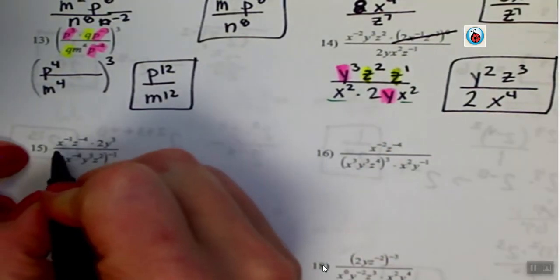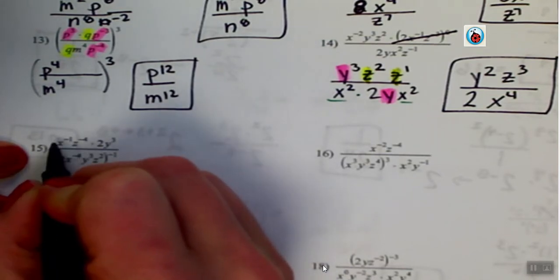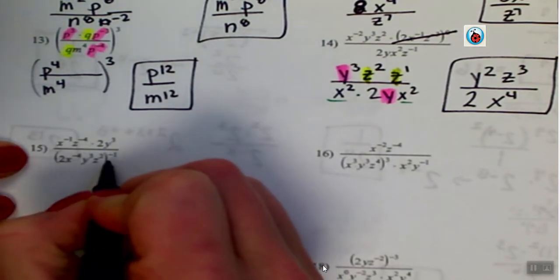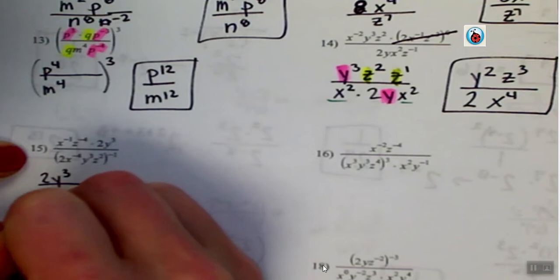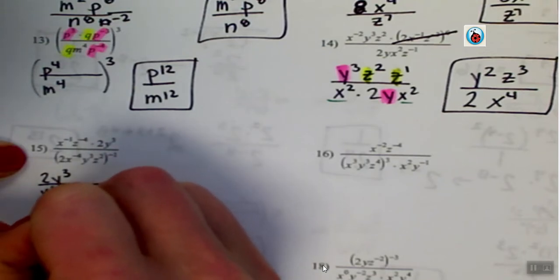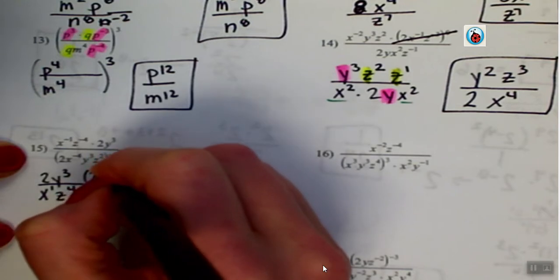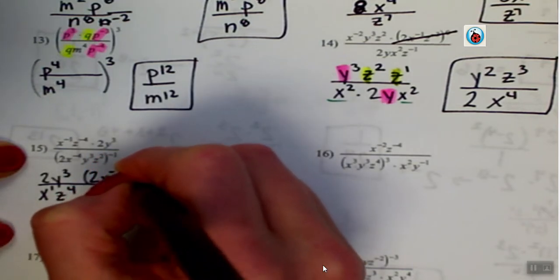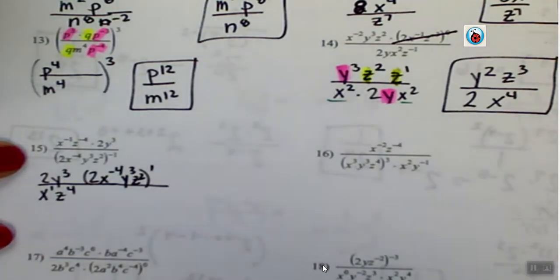Okay. I see negative, negative, negative, negative. I'm going to go ahead and move these top two and then move the grouping before I start any more work. Okay. 2y cubed stays, x to the 1st, z to the 4th. And move this whole parentheses. 2x to the negative 4, y cubed, z squared to the 1st.